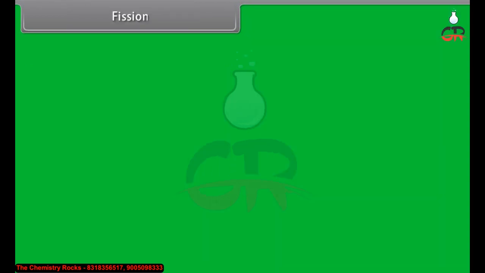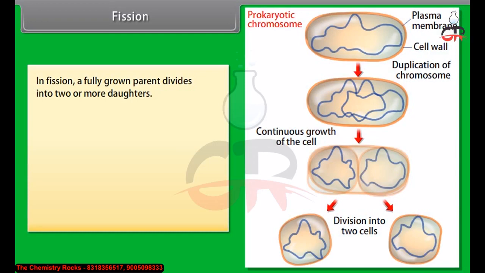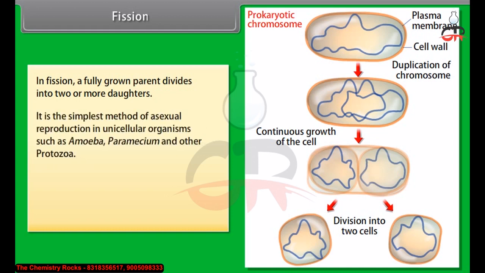Fission. In fission, a fully grown parent divides into 2 or more daughters. It is the simplest method of asexual reproduction in unicellular organisms such as amoeba, paramecium, and other protozoa. Fission is of 2 types: binary fission and multiple fission.